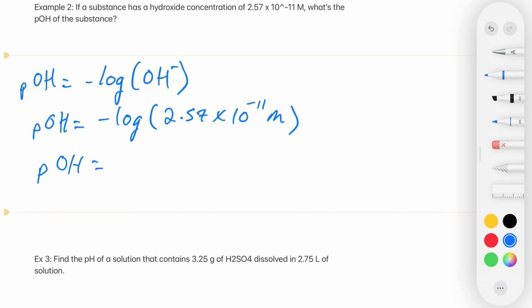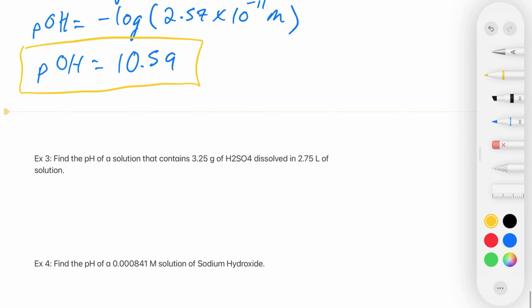And the value that we end up getting is about 10.59. Now remember that pH and pOH don't have any units because we're describing very specific substances in concentration. So we don't have to include units. This is the power of hydrogen or hydroxide available in this solution. Now let's move on to a little bit more complicated examples.